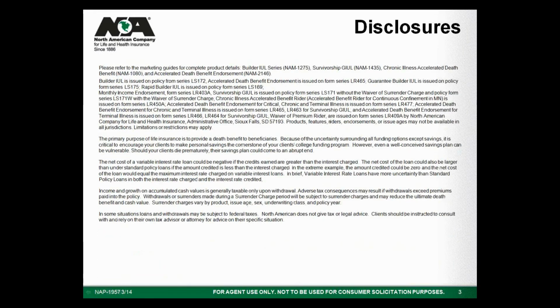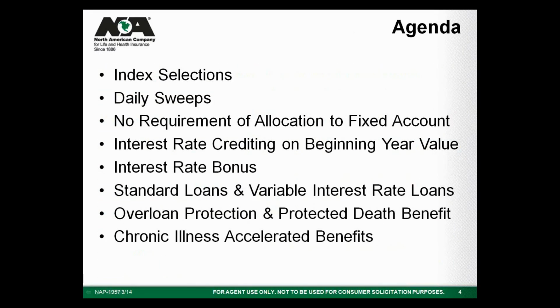So of course our disclosure compliance likes to have their say. So today, our agenda is going to be, we're going to talk about the different index selections that we offer here at North American. We're going to talk about daily sweeps, that we do not require any money to be in the fixed account if you do not want any money to be in there. Our interest rate crediting on beginning year values, our interest rate bonus, our standard and variable loan rates, overloan and protected death benefit riders, and then probably our most popular feature that we have on all of our ULs and IULs is our chronic illness accelerated benefits.